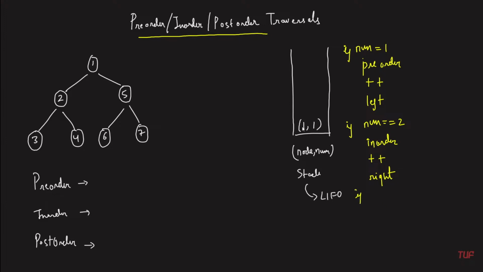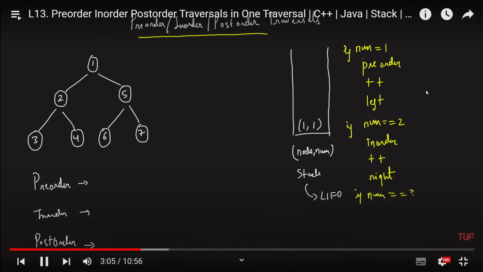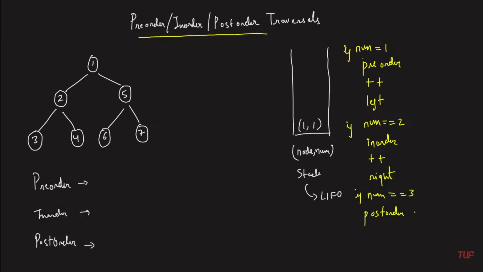What if it's a 3? If it's a 3, it is the last time. So what you'll say is, okay, I'll take this into my post-order, and there's no need to pop or do anything. Fine. So at every iteration, this is the initial configuration that you start off with.